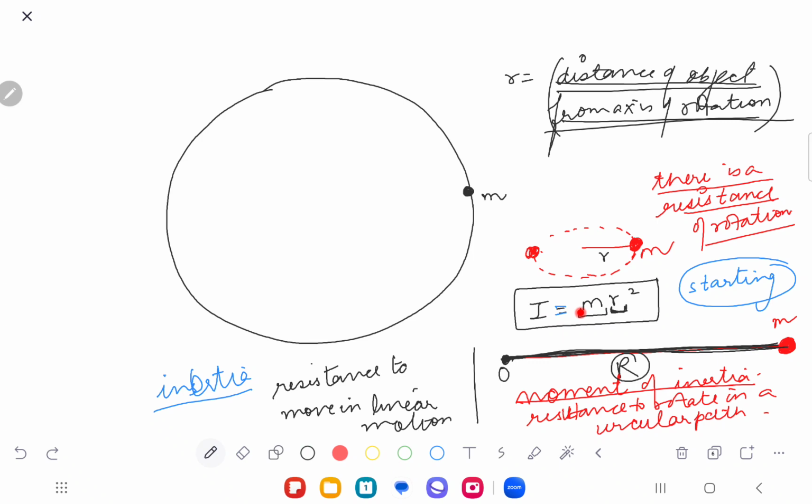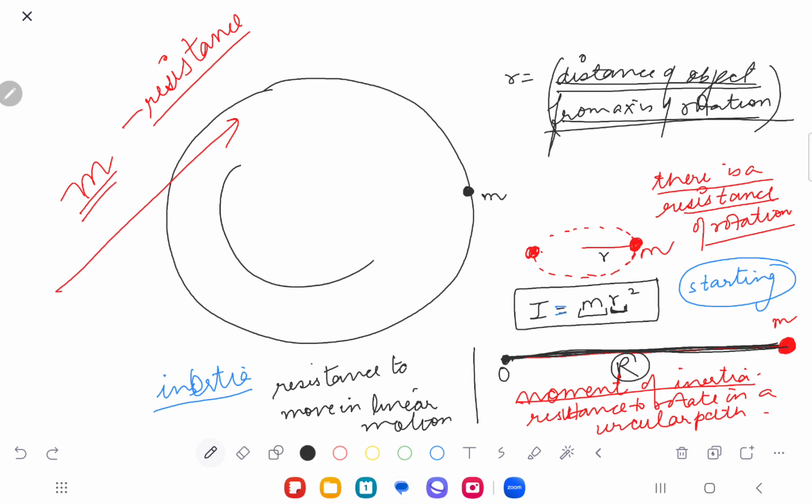So basically, in linear motion, who decides the resistance? Only the mass. But in circular motion, who decides the resistance offered by the body? The mass of the body as well as the radius along which you're trying to rotate. Understood or not? Okay. So now this is my moment of inertia, that means resistance to the rotational motion.